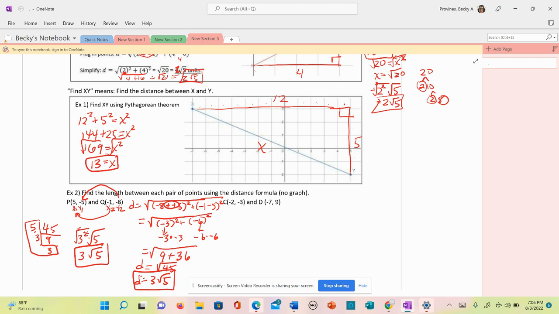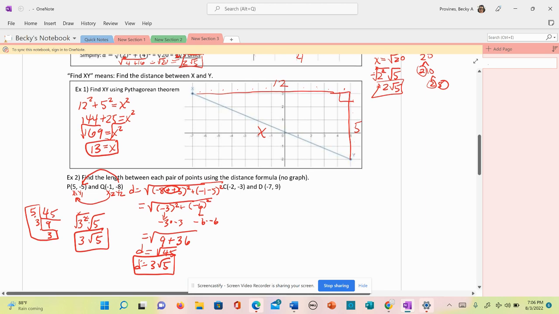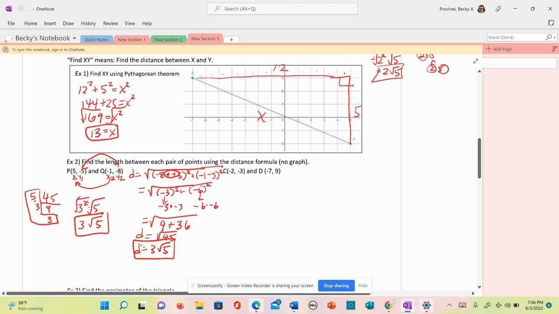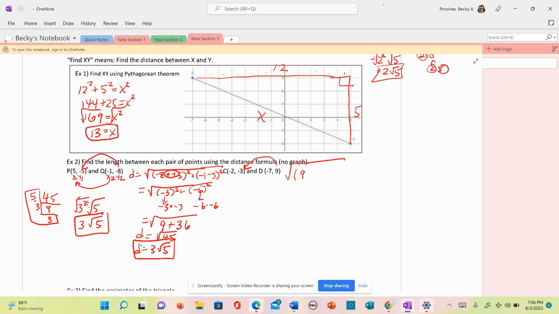Okay, so if you want to pause the video and try the next one, that's great. Or I can keep working it out with you. And I'm going to try to pick up the pace a little bit on this one. We are going to subtract the two y values. So it is 9 minus the -3. So that turns into a positive. And then we're going to subtract the two x values. So -7 minus a -2.